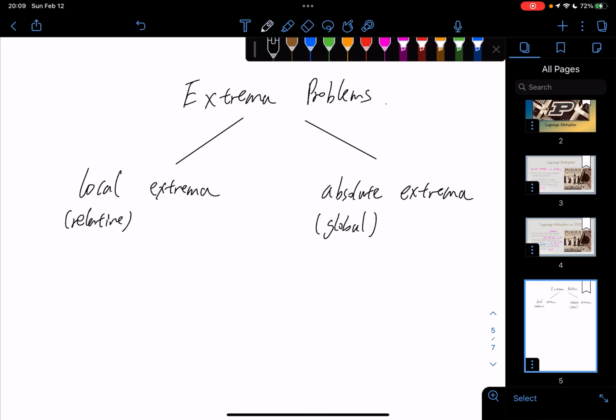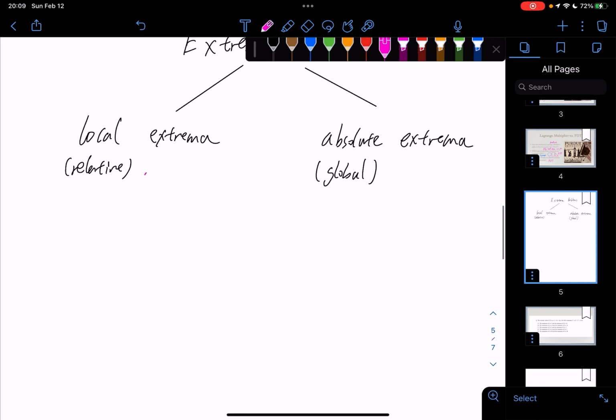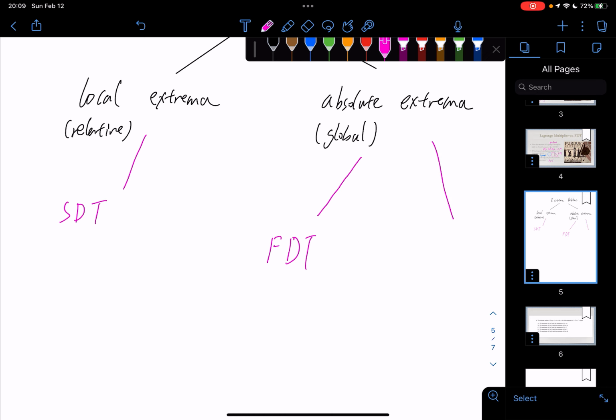And then for local extrema, the only way to solve this type of problem is going to be the second derivative test, SDT. But for absolute extrema, we have 2 different approaches. One way, we have the first derivative test, right? That's what we use for constraints that have a rectangular shape or triangular shape. But if we have a spherical, elliptical, or circular constraint, that provides me an opportunity to use the Lagrange multiplier.